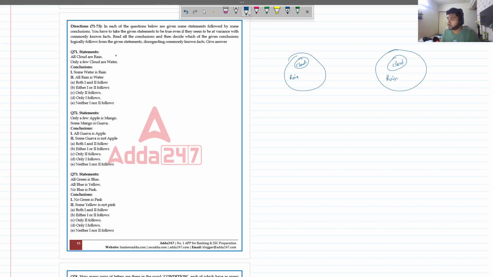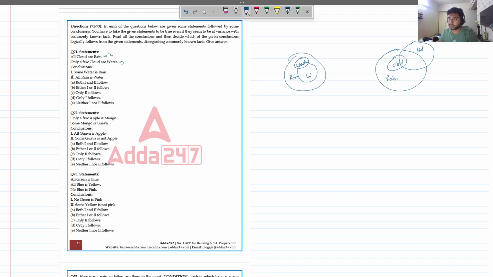Now after you have drawn two diagrams for the first statement, just think for a moment about the second statement. How many possible ways can this second statement be possible? So only a few clouds are water. Water can be part of rain, where some clouds are indeed water, or it can be like this also. In this case also, some clouds are part of water. So these are the two cases.